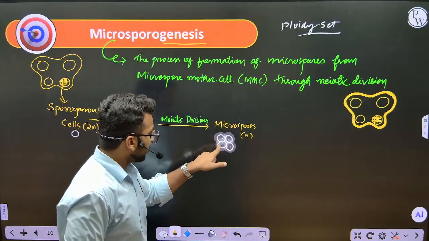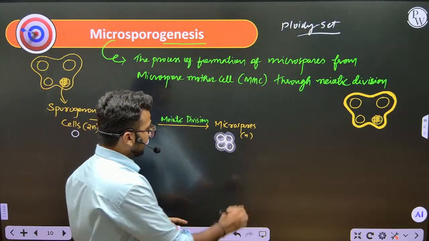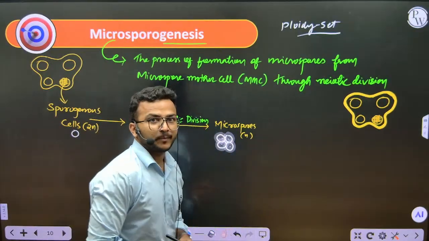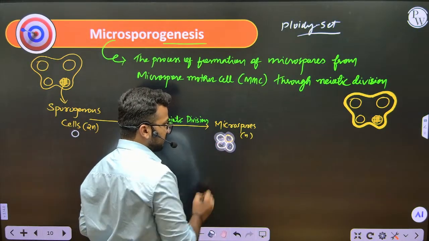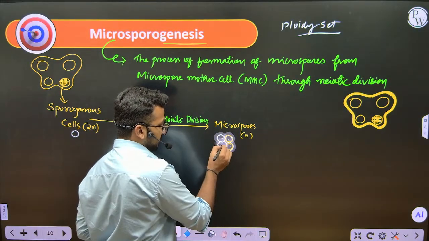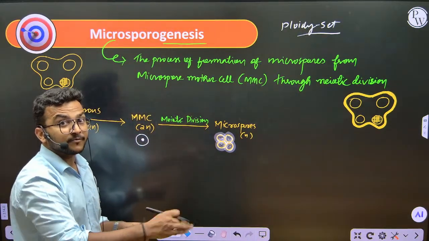See, all these 4 cells are there, no? All these 4 cells are capable of becoming pollen. Each one is going to be a pollen grain. So this is one pollen grain, this is another pollen grain, this is another, this is another. It is going to become a pollen grain after maturation.